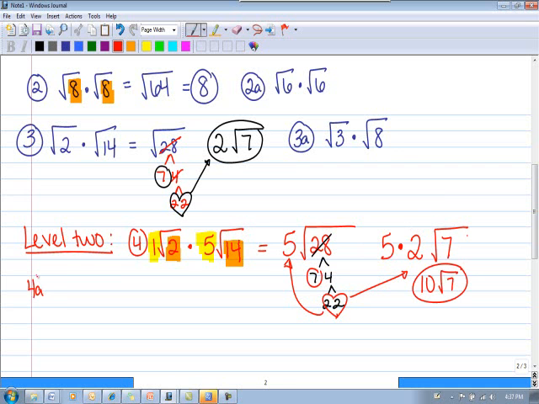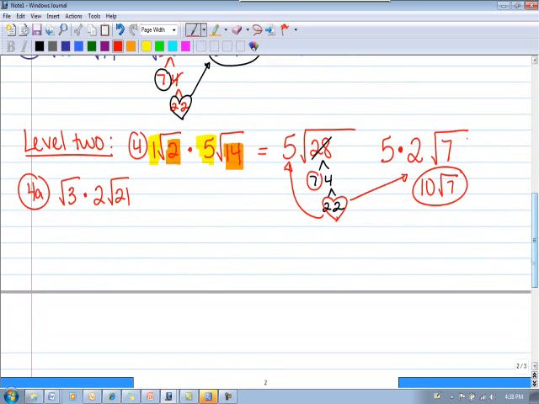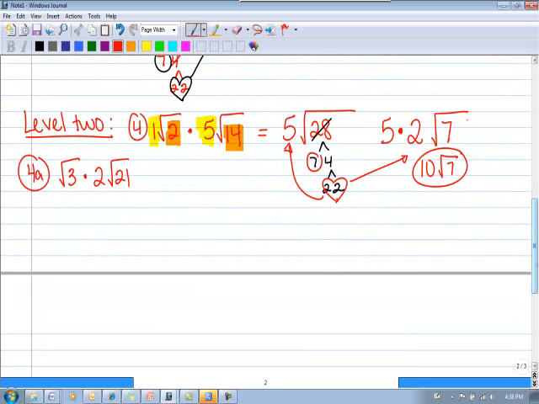4a for you to try. Let's do the square root of 3 times 2 radical 21. Okay. And number 5.